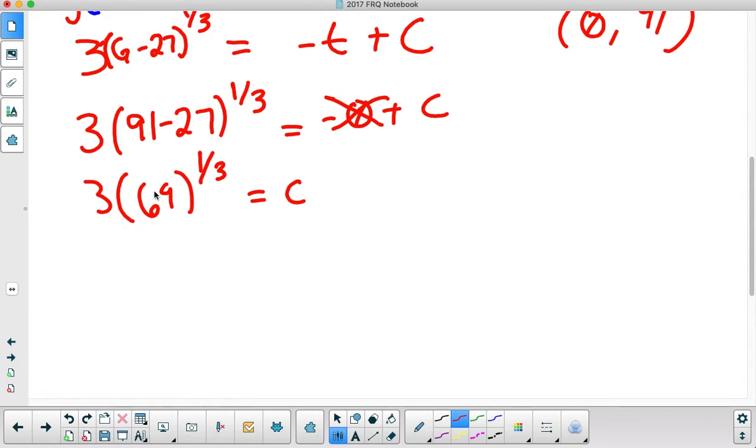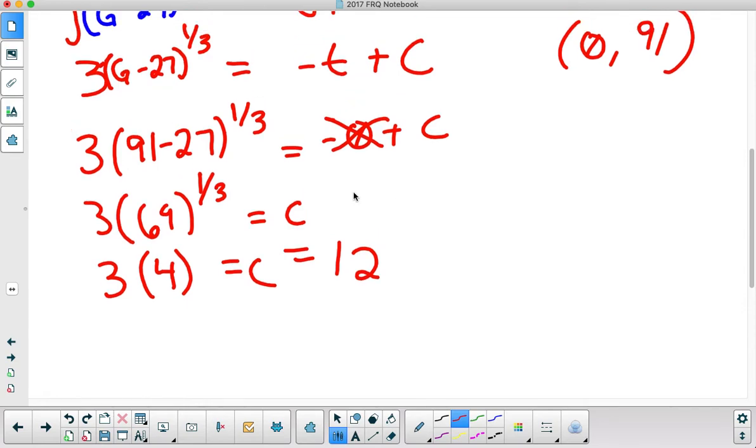I know some of you can skip some steps in here and do this a little bit faster. 64 to the 1/3 power, that's just a cube root. Cube root of 64 is, I'm sorry, 4. 4 times 3 gives you 12. All right, so we know that our constant is 12. I'm going to take this 12 and come back up to that step right there. Let me make that a different color so it stands out a little better. That step right there, and I'm going to plug it in for C.